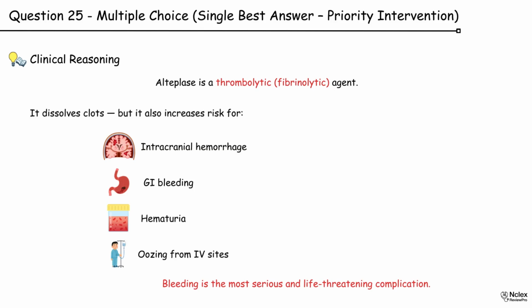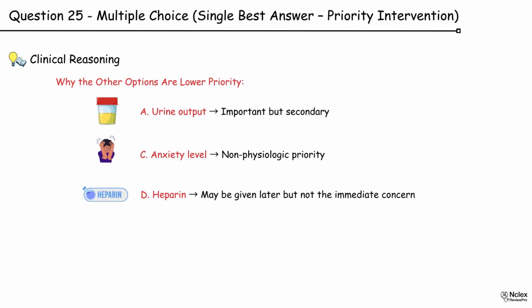This includes intracranial hemorrhage, gastrointestinal bleeding, hematuria, and bleeding from intravenous sites or invasive lines. Neurological changes must be assessed frequently because an intracranial bleed can be catastrophic. That makes bleeding surveillance the highest priority.